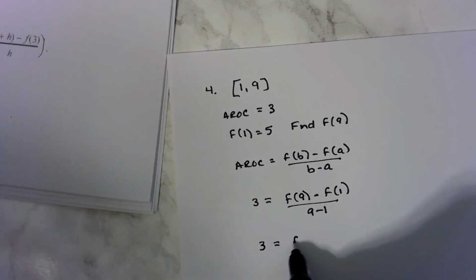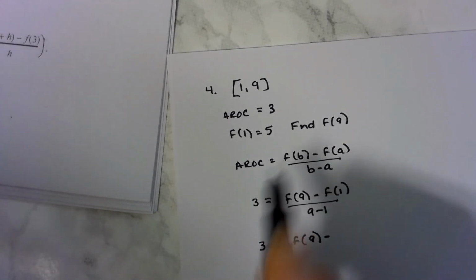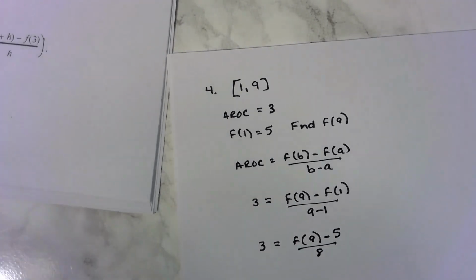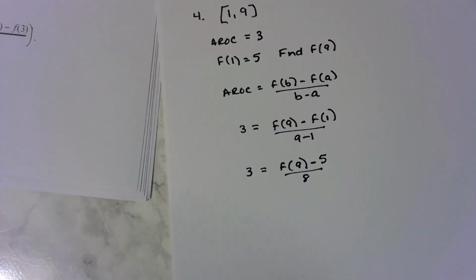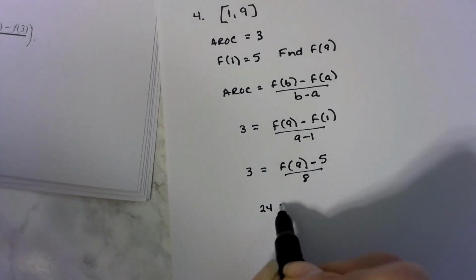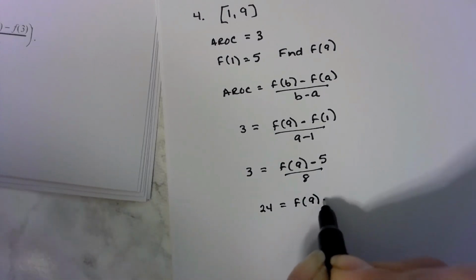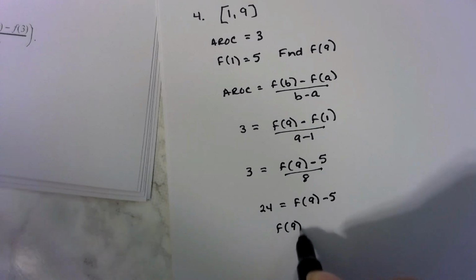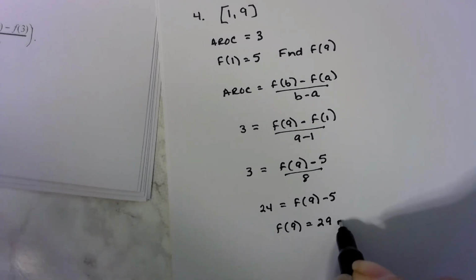Simplifying this a little bit, I have no idea what f of 9 is, but I do know that f of 1 is 5 because they gave that to me. So I've simplified this a little bit more. And now I'm going to solve for f of 9 and I'll have my answer. So if I multiply both sides by 8, I'm going to have 24 is equal to f of 9 minus 5. And if I add 5 to both sides, I'm going to have f of 9 is equal to 29. Done.